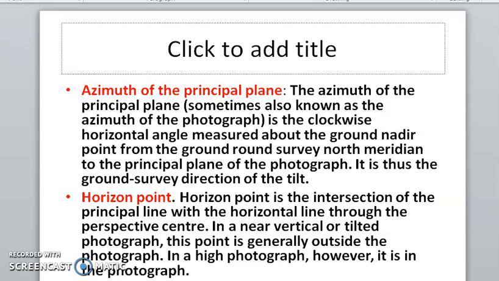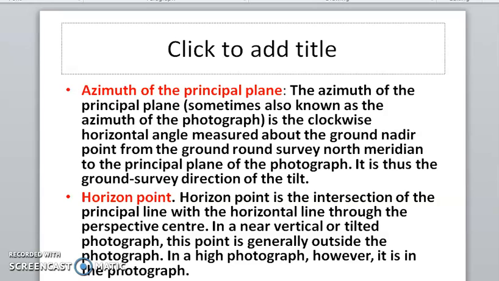Azimuth of the principal plane. Azimuth of the principal plane is the clockwise horizontal angle measured from the ground nadir point of the ground survey to the principal plane of the photograph. It gives the ground survey direction of the tilt. Horizon point is the intersection of the principal line with the horizon line through the perspective center.